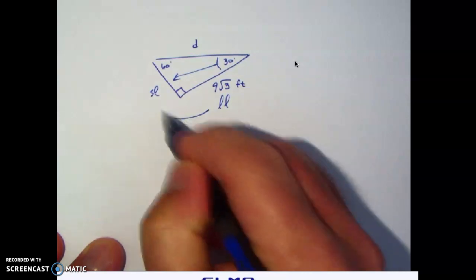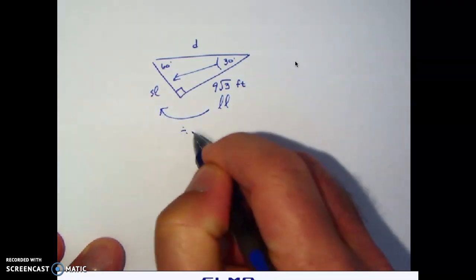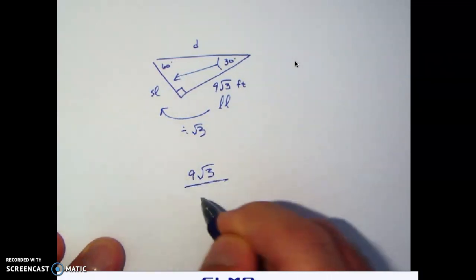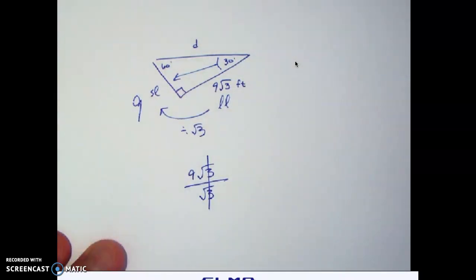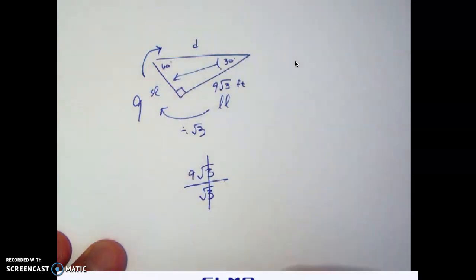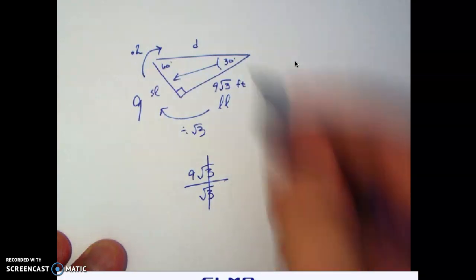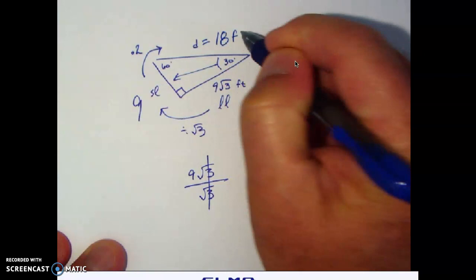So if I'm given the long leg and I'm finding the short leg, then I'm going to divide by square root of 3. So when I take 9 square root of 3 divided by square root of 3, those square root of 3's, they cancel out. We find that our short leg is equal to 9. If I know the short leg and I'm finding the hypotenuse, then I'm going to multiply by 2. 9 times 2 tells us that our hypotenuse is 18.